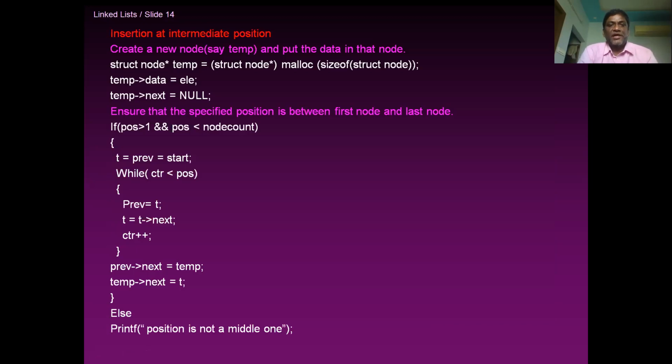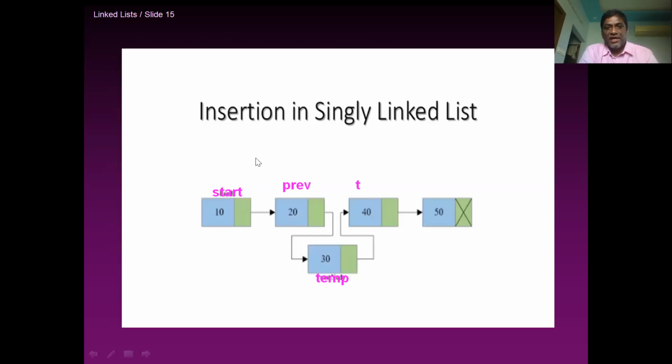Now inserting a new element at an intermediate position is actually a bit difficult. Let us understand this with this diagram first, and then we'll go back. So I want to insert this new node. Let us say there are already 4 nodes, 10, 20, 40, 50 in the list. And I want to insert a new node, let us say 30, somewhere in the middle of the list, between 20 and 40. So what is to be done here? You need to begin at the start node by using a pointer T and a pointer previous.